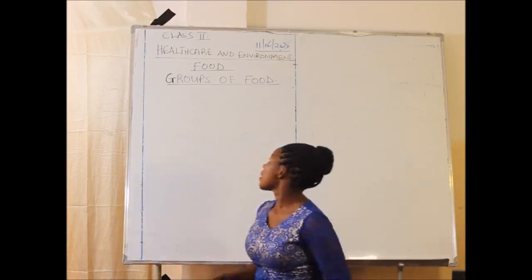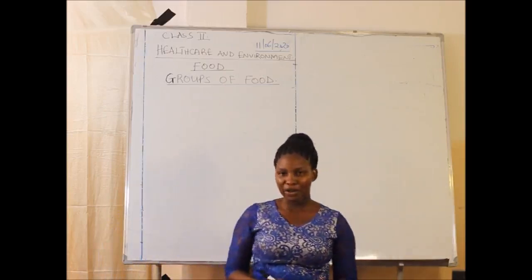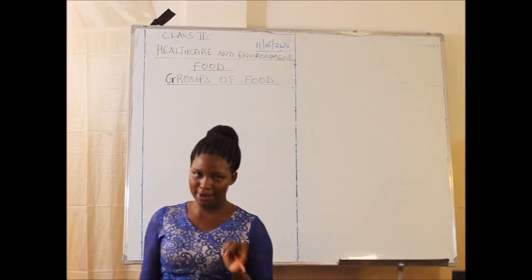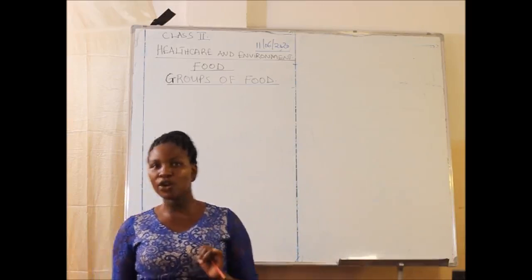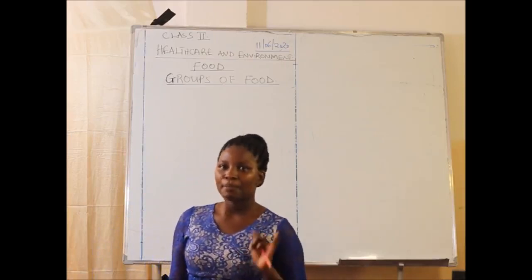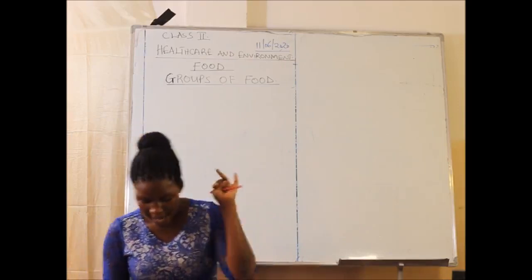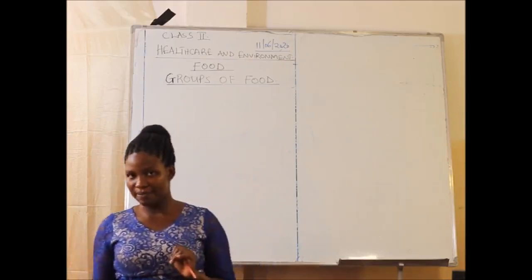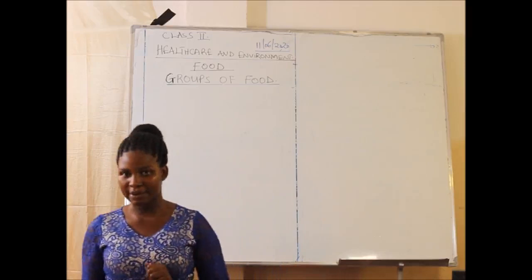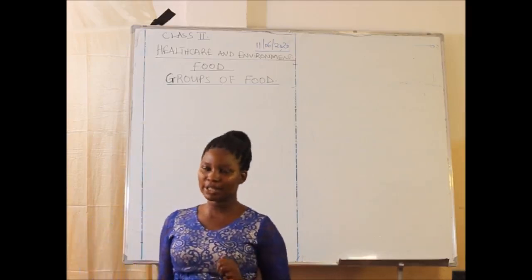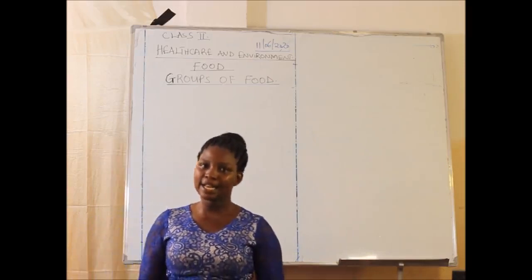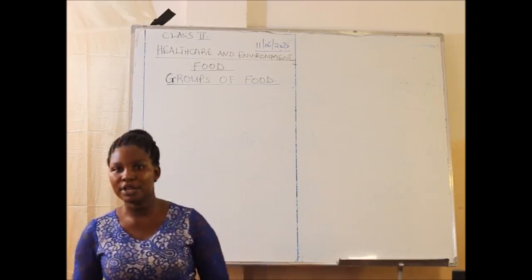Now, let us discuss about the groups of food. According to our level, we have only 4 groups of food. One, we have carbohydrates. We say carbohydrates are energy-giving food. Another, we have proteins, or we say body-building food. Another, we have vitamins or protective food. The last one, we have fats or oil, or in another way we say lipids. That is heat and energy-giving food. So those are groups of food.